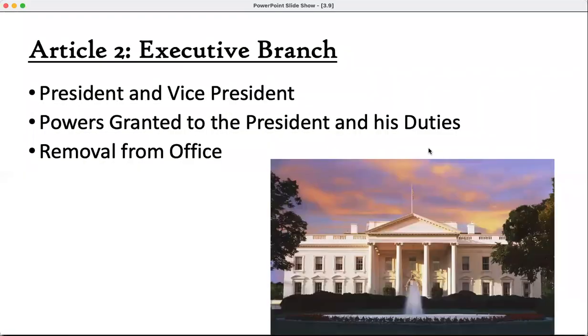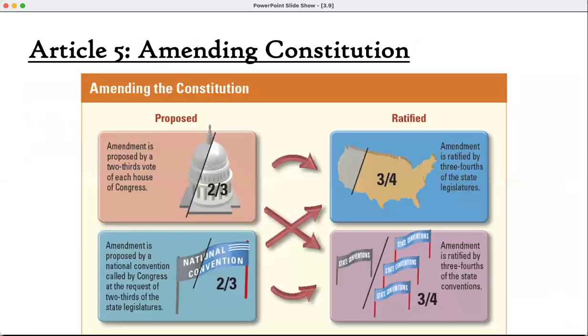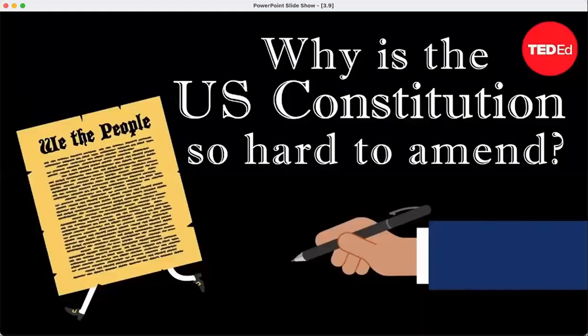Okay. I've talked about the articles a little bit. Article 4 says that states have to respect each other's rules. States get to govern themselves. There's a great TED Ed on amending the Constitution. There's in fact a movement advocating for making the constitutional amendment process easier because it is so difficult.